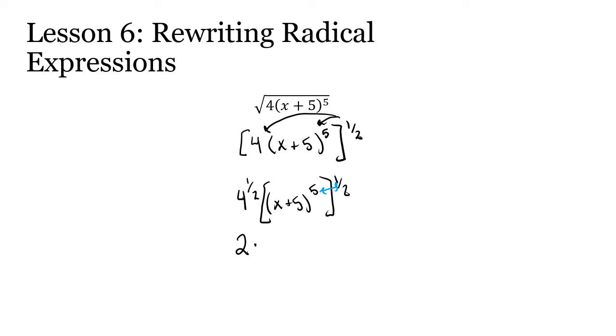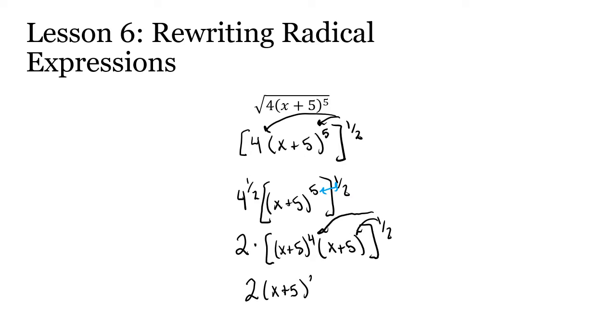So I need to split up that x plus 5 to the 5th, and I'm going to get x plus 5 to the 4th times x plus 5, and then all that is to the 1/2. Now I distribute again. 1/2 times 4 is 2, so I get 2 times x plus 5 to the 2nd, and then this term right here has to stay under the radical, so I get the square root of x plus 5. That is my final answer.